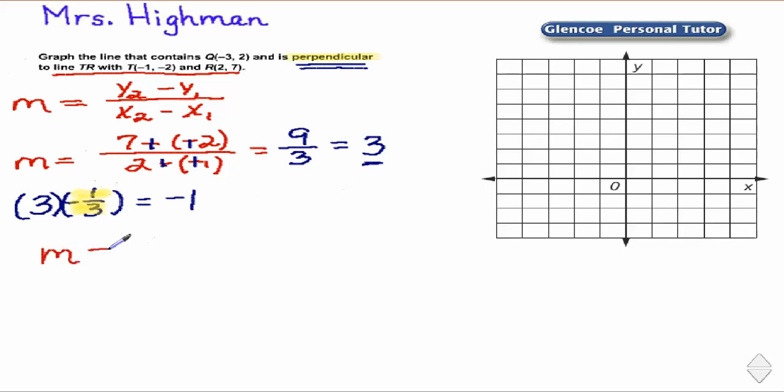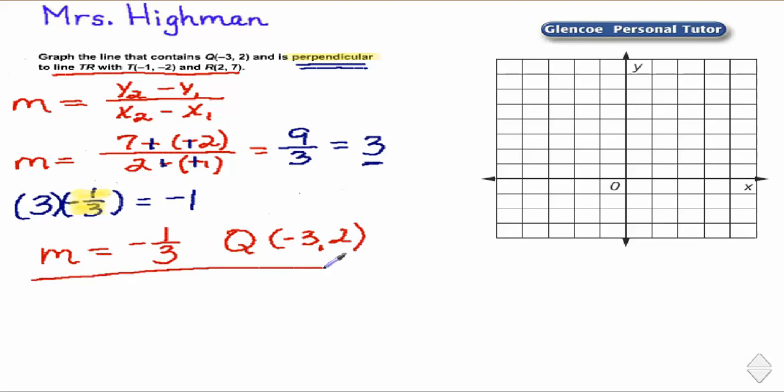So the slope that we're going to use is -1/3, and the point that they gave us, point Q (-3, 2). We're going to use these two things to graph our perpendicular line. We're also going to graph line TR using the two original points, and that way we can see that the two lines are perpendicular. So let's start with our line here, where we have the point Q (-3, 2).